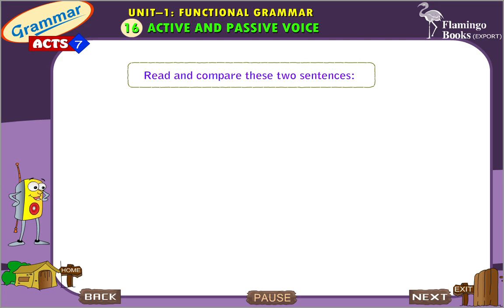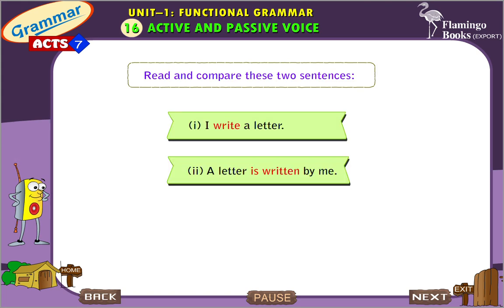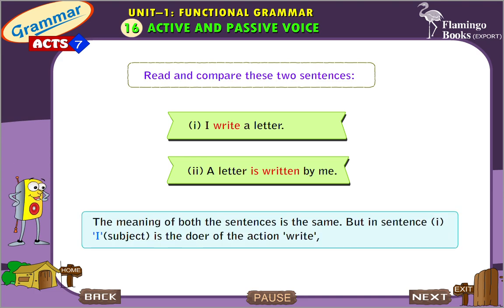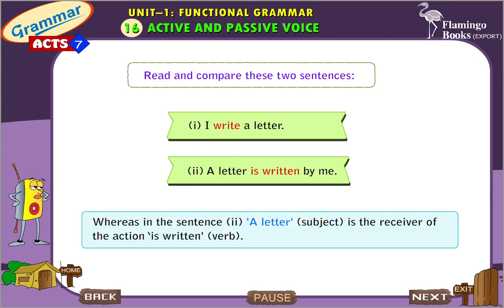Active and passive voice. Read and compare these two sentences. I write a letter. A letter is written by me. The meaning of both the sentences is the same, but in sentence 1, I, subject, is the doer of the action write. Whereas in sentence 2, a letter, subject, is the receiver of the action is written verb.